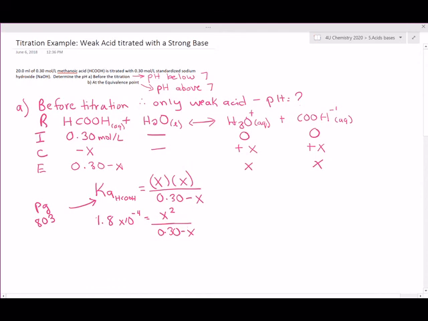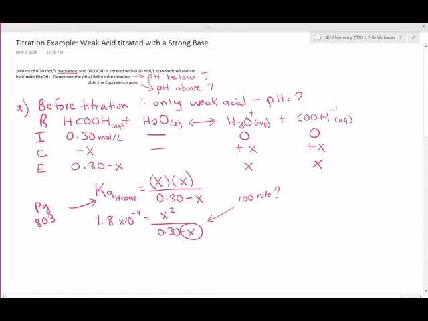Now, we could expand this by bringing this up, and we would have 1.8 times 10 to the negative 4 x, and we'd have x squared. And technically, eventually we could solve it with a quadratic equation, but we can also do the thing that we learned a couple lessons ago called the 100 rule. So we're going to check to see if this is needed or not, or if it's so tiny we can ignore it.